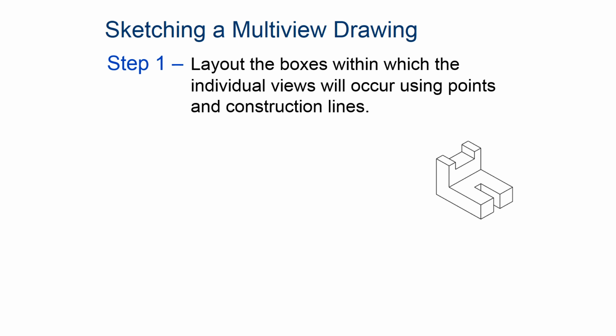So step one, if you want to write these down in your engineering notebook, you may. If you understand multi-view drawings to the point that you can do them for the rest of your life without having to think about it, then you don't have to write it down. So make the right choice, but we're going to start line by line and slowly build it together. Step one, lay out the boxes where individual views will occur using points and construction lines. You're basically going to outline the object.